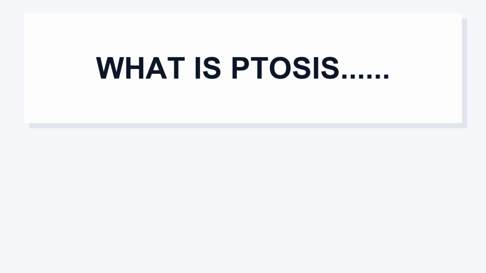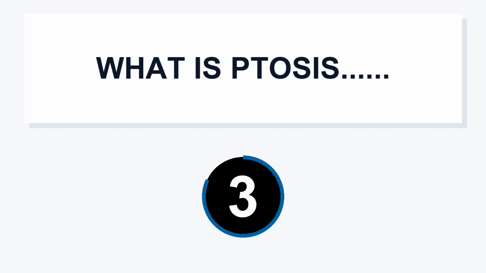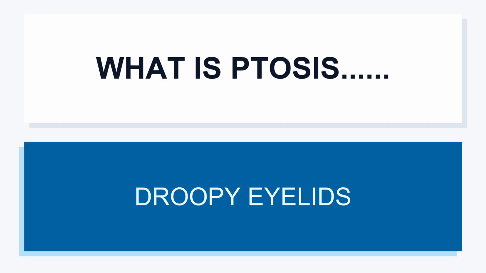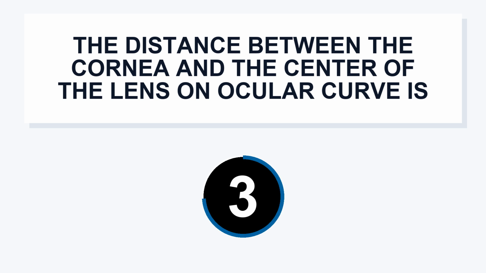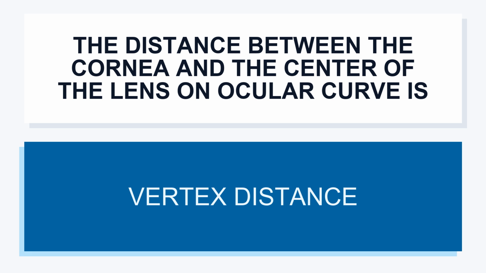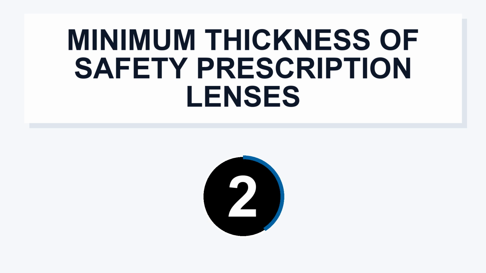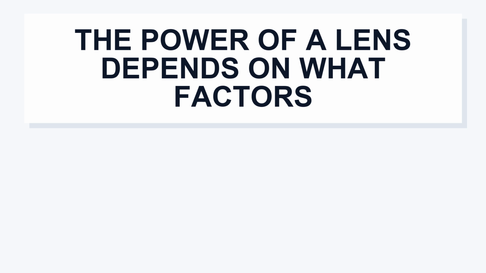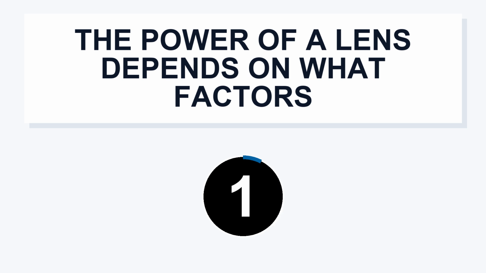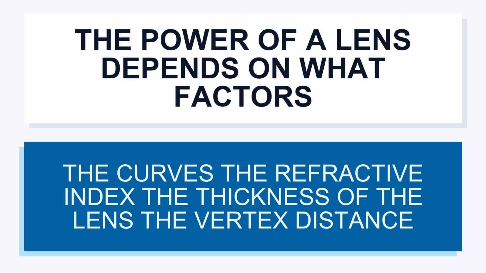What is ptosis? Droopy eyelids. The distance between the cornea and the center of the lens on ocular curve is vertex distance. Minimum thickness of safety prescription lenses: 3.0 mm center. The power of a lens depends on what factors? The curves, the refractive index, the thickness of the lens, the vertex distance.